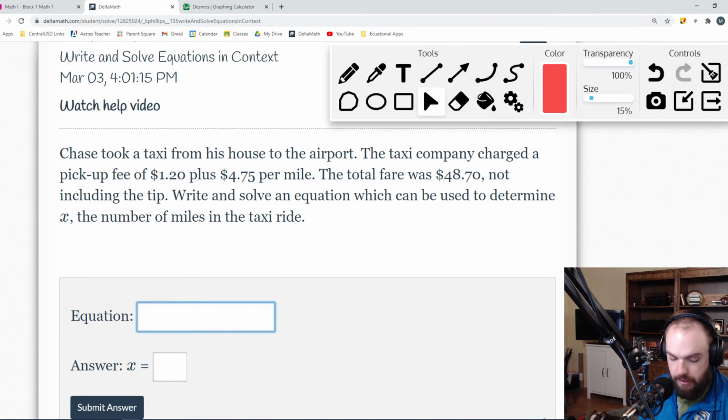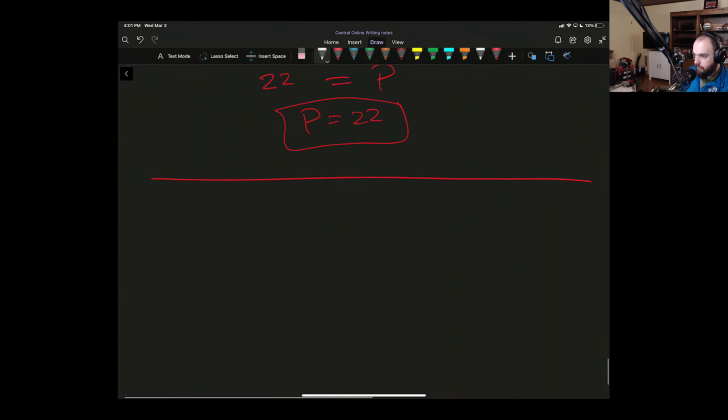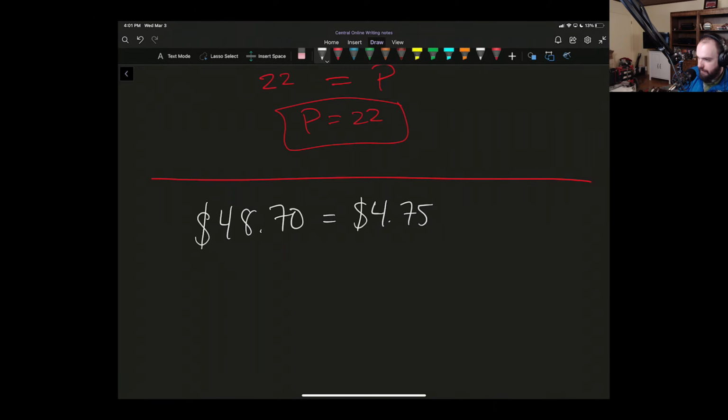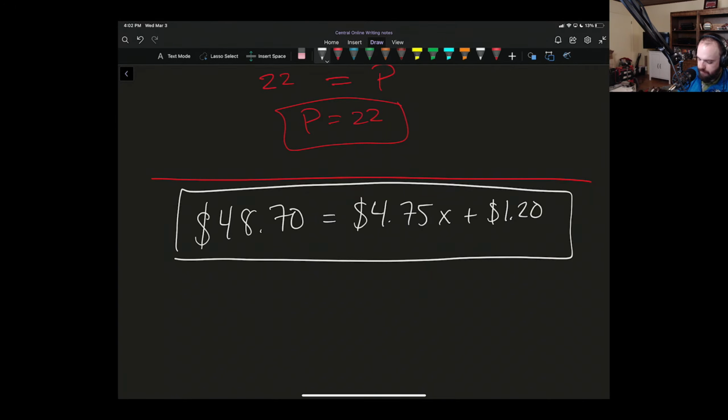So let's go ahead and, right. So remember, our total fare, just by reading the problem, is going to be $48.70. Our variable cost, remember, that's going to be how much we have to pay per mile, because we're taking a taxi, we're going somewhere, so we're paying per mile. It's going to be $4.75, but it's asking us to use the letter X to represent the number of miles. And then we're going to write plus $1.20. So this is what we need to type into that first line.